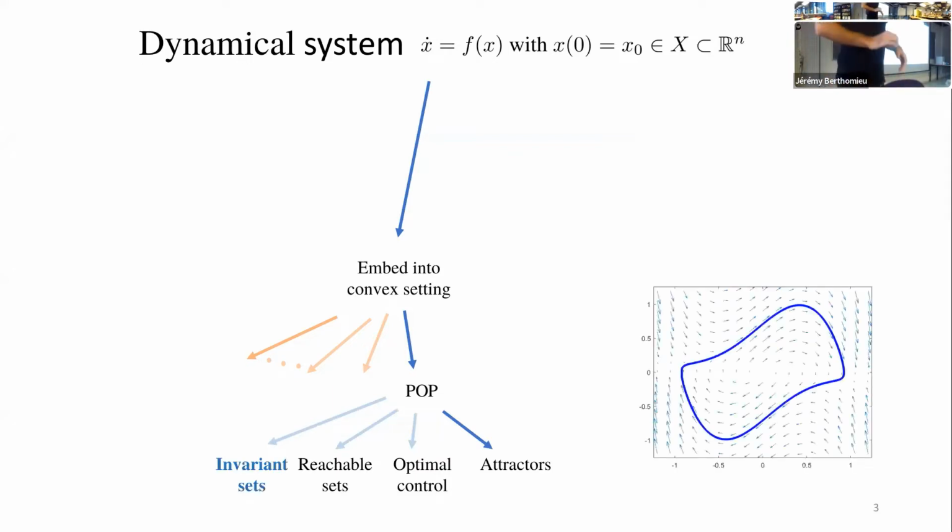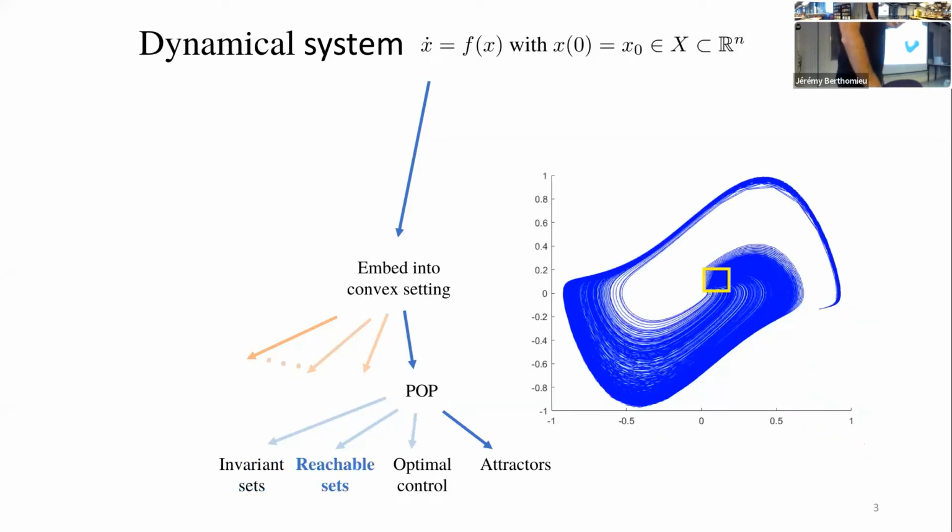One is, for example, if we're interested in invariant sets. So this is represented here. If we look at the blue curve, it has this property. If we take all the points on this curve, and if we flow those points for a certain fixed amount of time into the future, then we still get, as an image, the same curve. Another question relates to reachable sets.